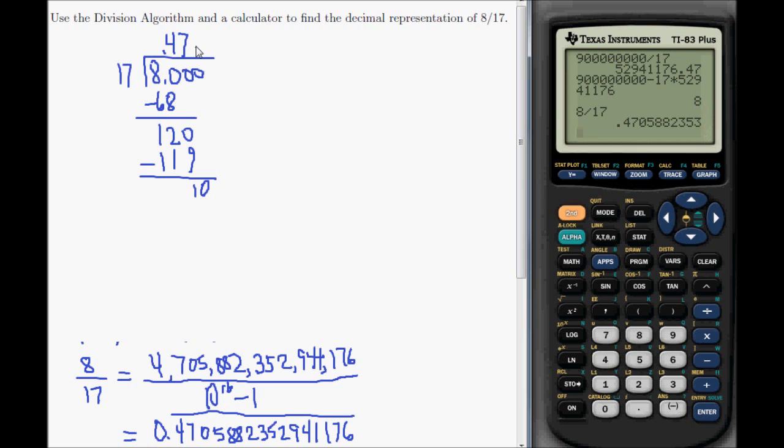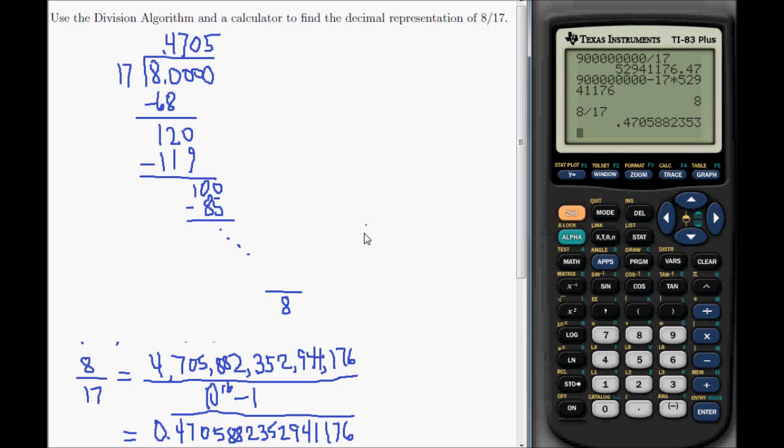10 divided by 17, that can't work, so you get 0 there. Bring down the next 0. 100 divided by 17, closest you get is 5. 5 times 17 is 85, and so on. And you should convince yourself that you'll get the exact same representation here, 4705, as you did down here, and at some point near the end, you'll get another 8 as your remainder. And when that 8 as the remainder appears, then the digits up here will cycle through 4705 again.